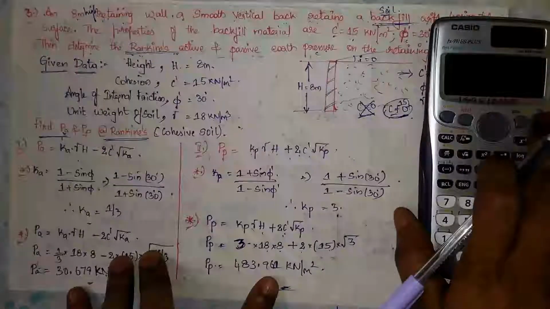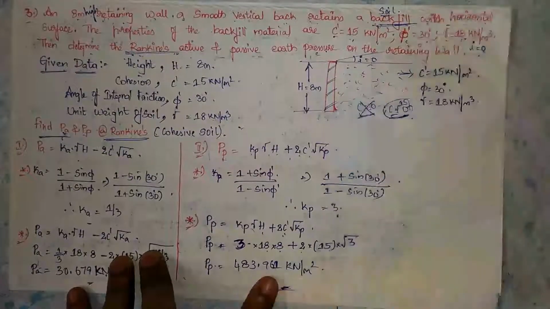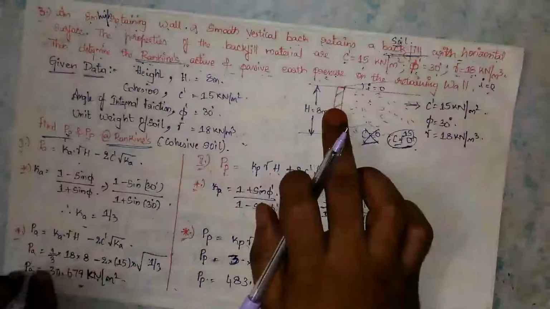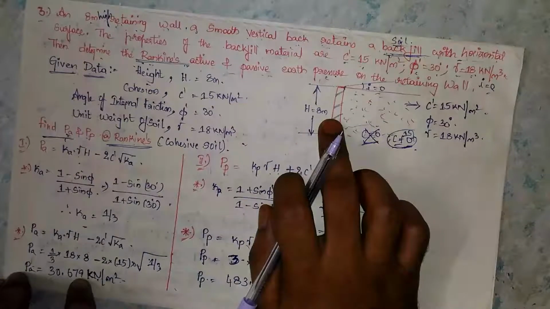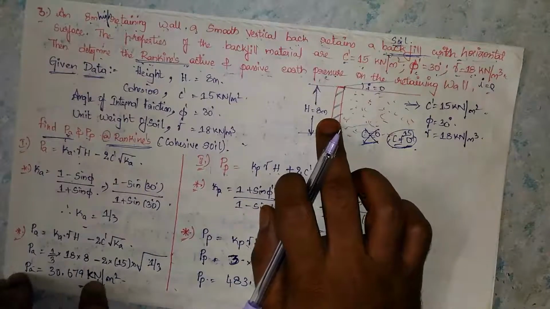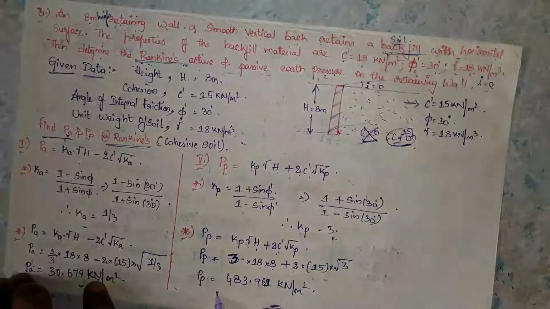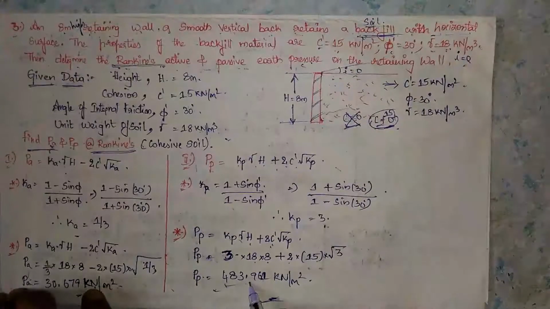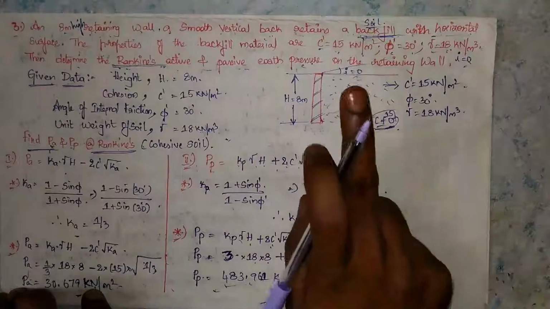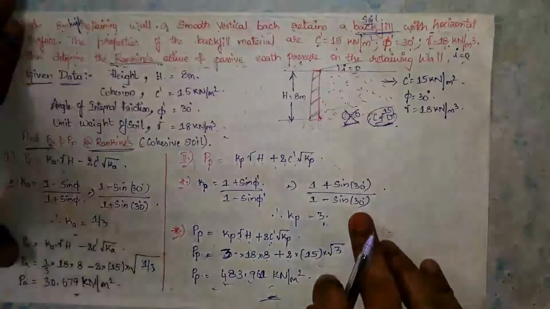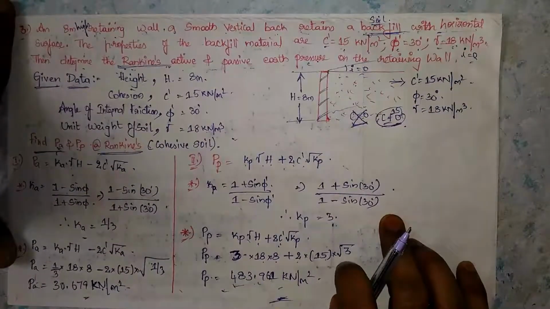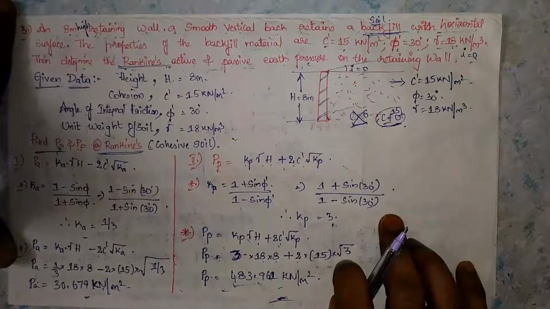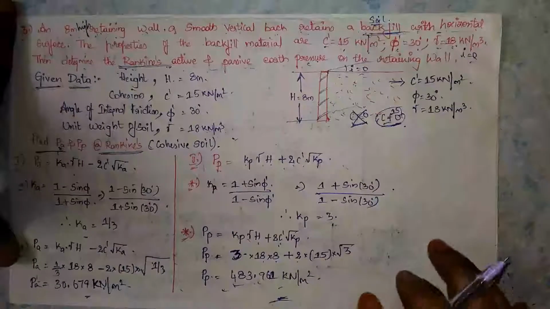483.961, okay. So for this retaining wall, the active pressure is acting as 30.679 kilonewton per meter square, and the passive pressure is acting as 483.961 kilonewton per meter square, okay. We will move to the last problem. So please read the question carefully and do it by yourself. I will be helping you, okay, right.